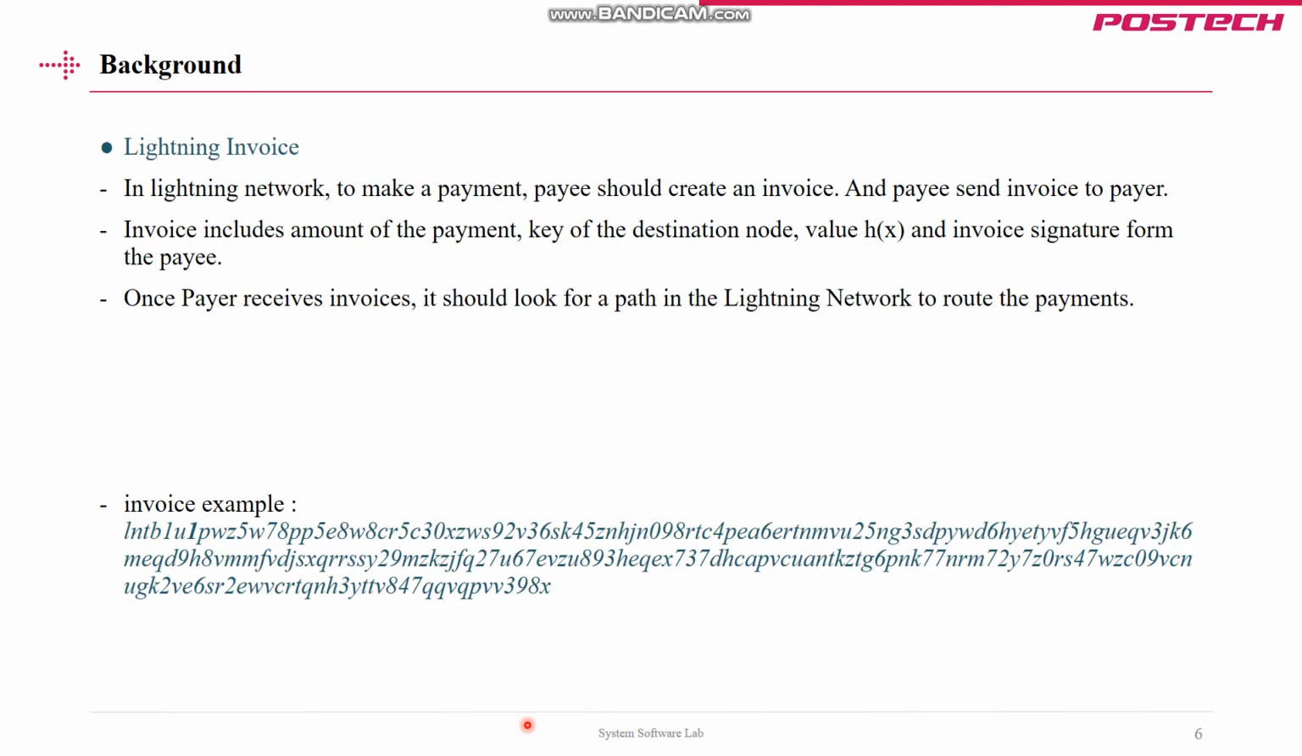And this is another background, the Lightning invoice. So in Lightning Network, to make a payment, the payee should create an invoice and send the invoice to the payer. An invoice includes the amount of payment, the key of the destination node, the value HX, and the invoice signature from the payee. And once the payer receives the invoice, it should look for a path in the Lightning Network to route the payment. So this is an invoice example in Lightning Network.